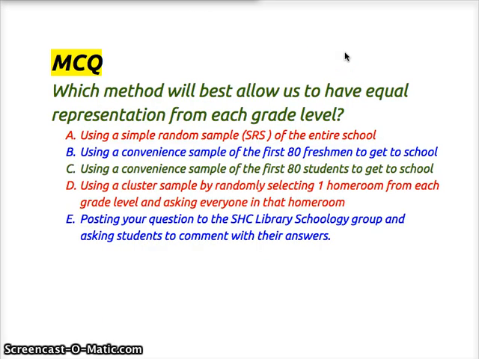So which of these methods, notice that stratified random sampling is not included here, but which of these 5 methods would be best to allow us to have equal representation from each grade level? So pause here to look at these answers and submit your multiple choice and free response.